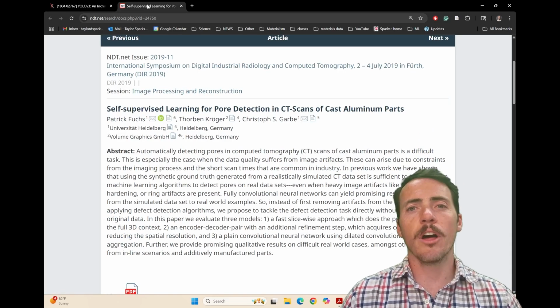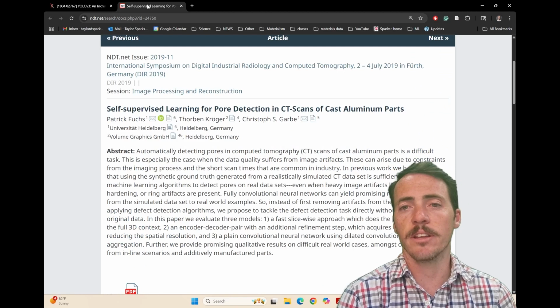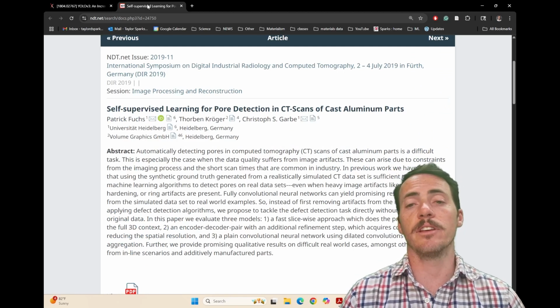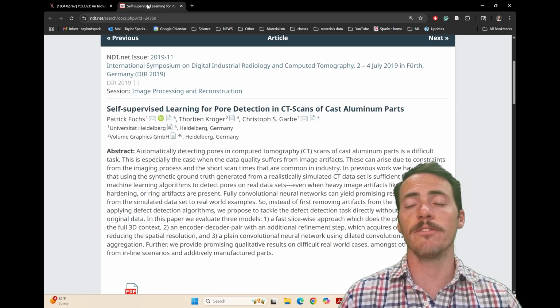But it also builds on other work by other people who've also tried to use computer vision for detecting defects in cast aluminum parts. For example, this work by Fuchs and Kruger and Garbe, where they actually looked at CT scans and used image models to try and find defects in their materials.